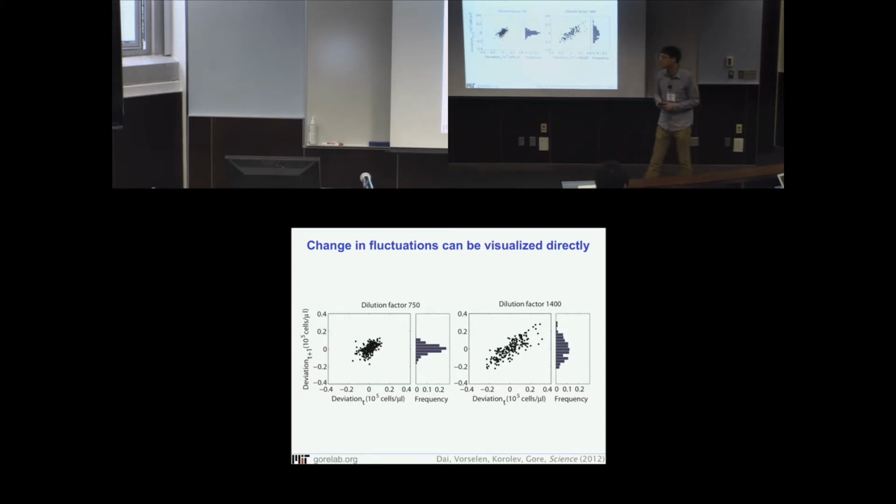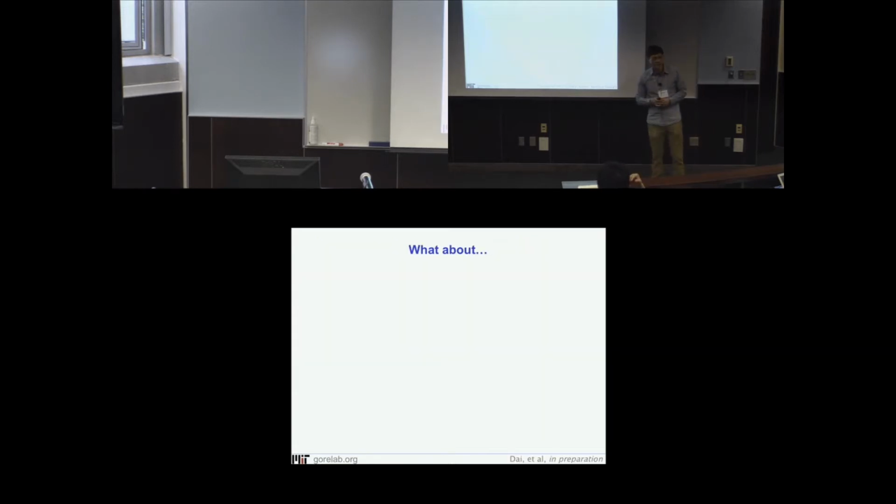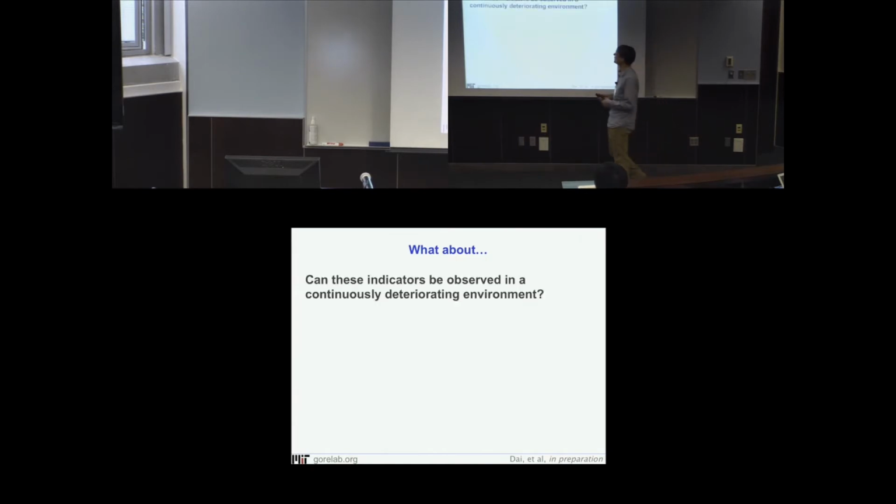All right, so there are other questions. I have a list of questions here, which are not actually any of the questions that you asked, but I'll go over them anyway. You might ask, can these indicators be observed in a continuously deteriorating environment? In the experiments that I showed you, we took these populations, 20 or 30 of them, placed them in different environmental conditions, and looked at the fluctuations. But in practice, what you'd really like to do is continuously deteriorate the environment and see if you can measure the indicators. And the answer is that we can.